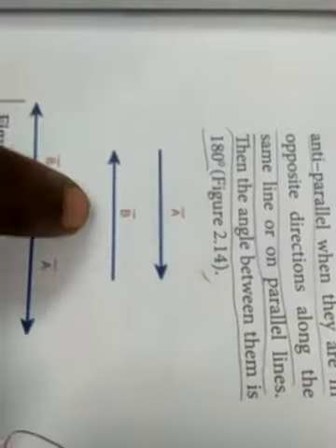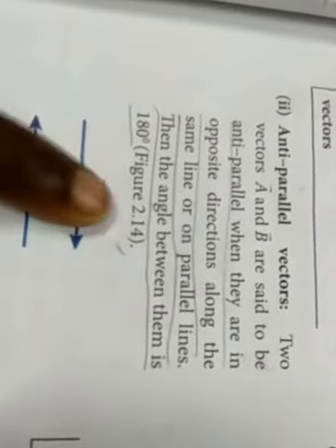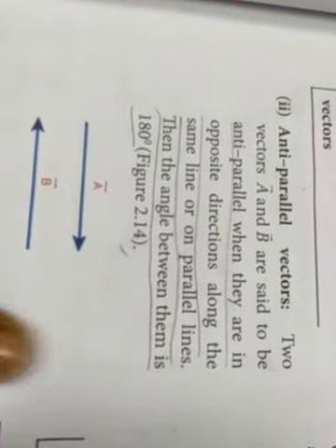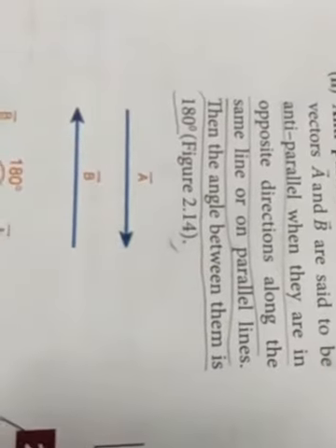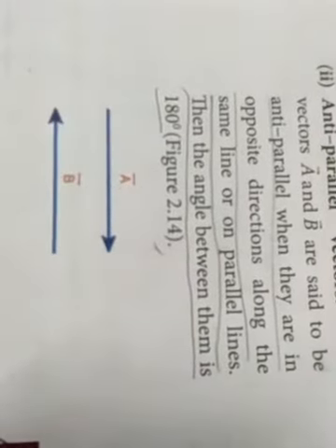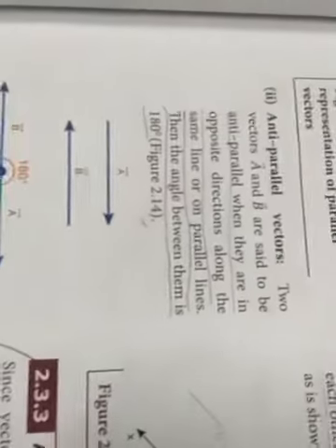Next, anti-parallel vector. What is an anti-parallel vector? Two lines are moving parallel to each other, but the direction is different. One is going to the right side, another one is going to the left side. The angle between the two lines is 180 degree. So A vector and B vector create 180 degree. This is the anti-parallel vector.